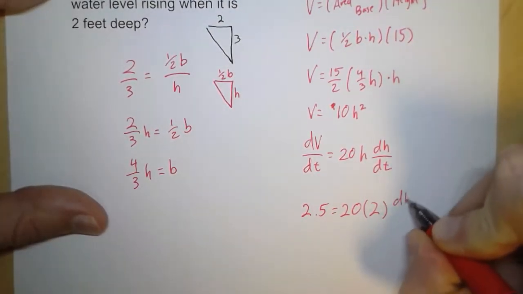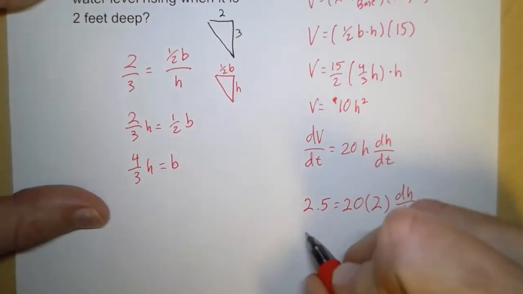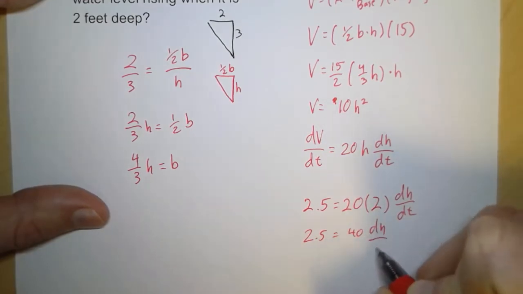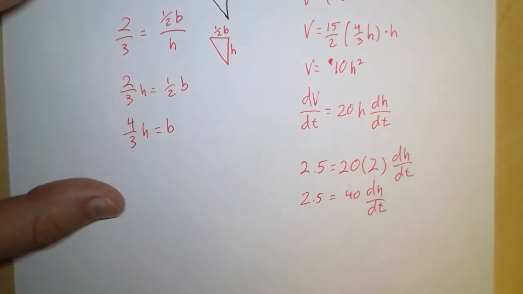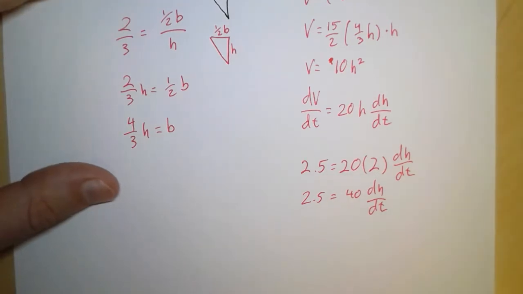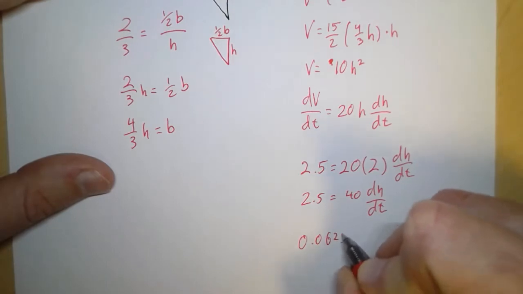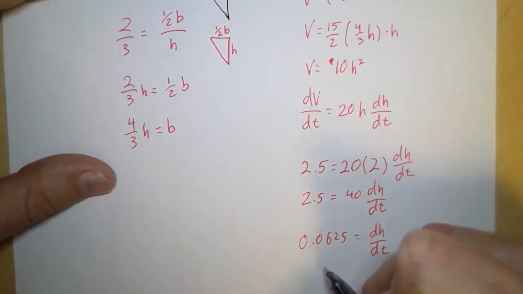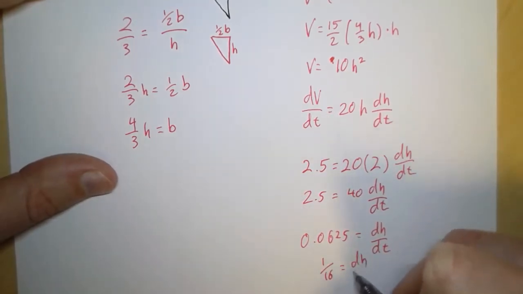And so we want dH dt. So that's 2.5 equals 40 dH dt. To get dH dt by itself, we'll divide 2.5 by 40, and we get 0.00625 is what dH dt equals. That actually simplifies to a nice fraction, 1/16.